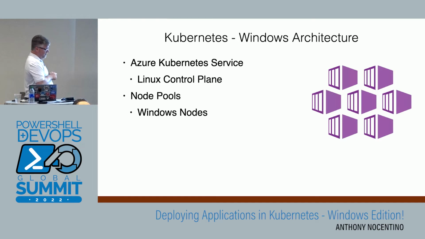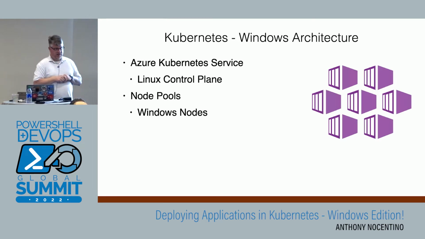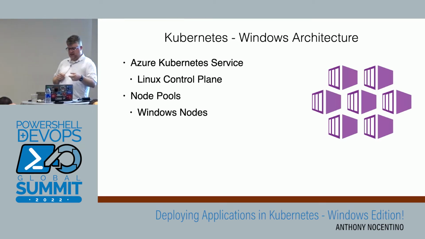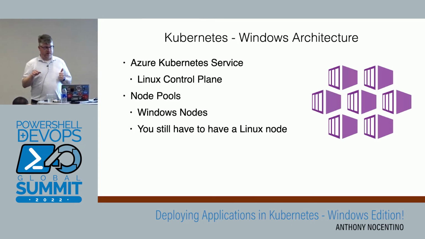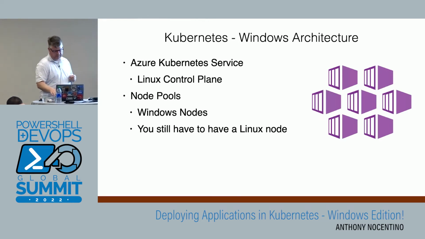To deploy Windows nodes inside of an AKS cluster, you deploy AKS, you get a Linux node in a node pool, and then you get some Windows nodes in a node pool. So you have one Linux node hanging out, and then the actual Windows nodes that you need to do your workload in the cluster, right?